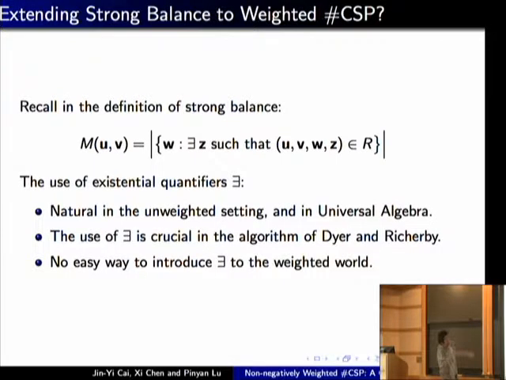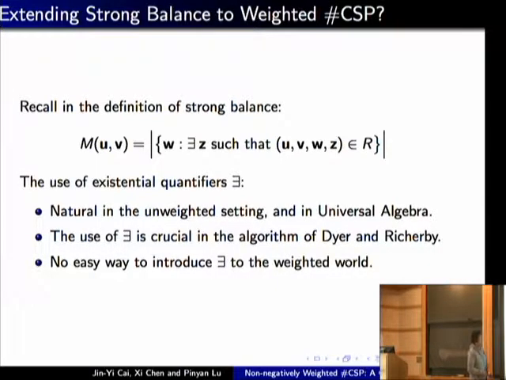So now we try to extend all these results to a more general weighted setting. And the first idea is what would be the right tractability criterion. We know that strong balance is the criterion for the unweighted case. So can we simply extend it to this weighted setting?